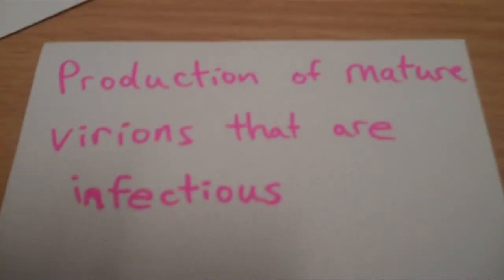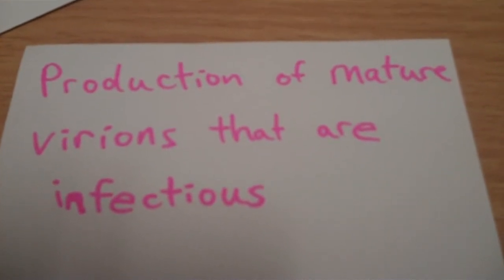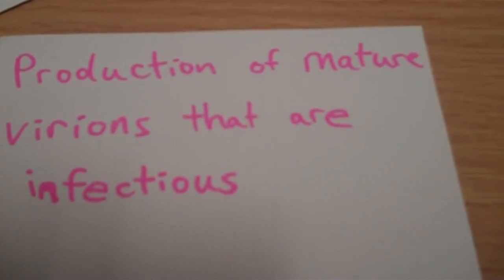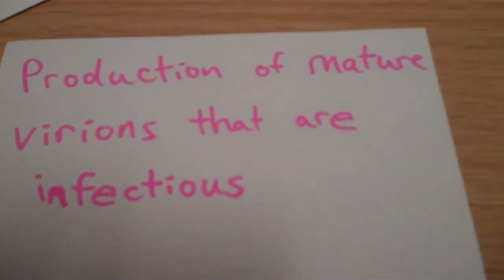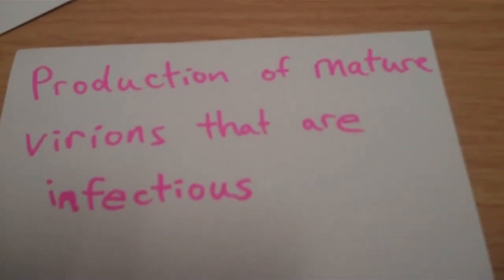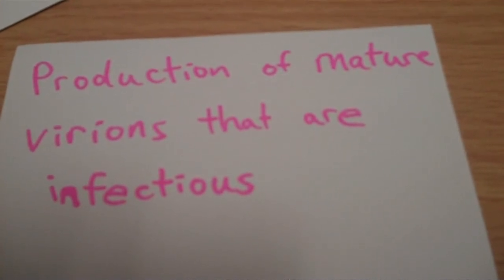Production of mature virions that are infectious. When the host cell receives a signal to become active, the provirus uses the host enzyme RNA polymerase to create copies of the HIV genomic material, as well as shorter strands of messenger RNA. The virus DNA codes for viral RNA and different proteins.